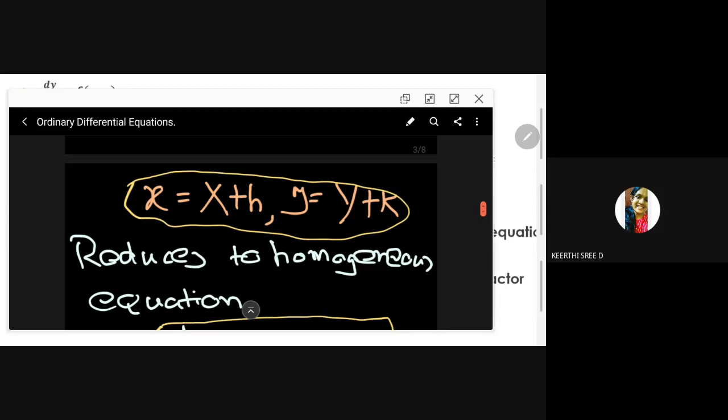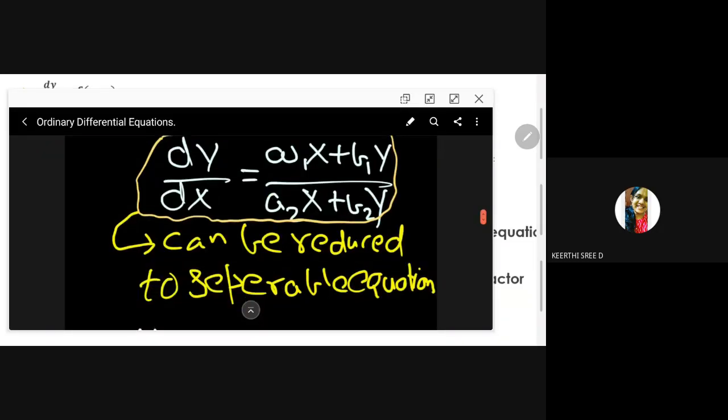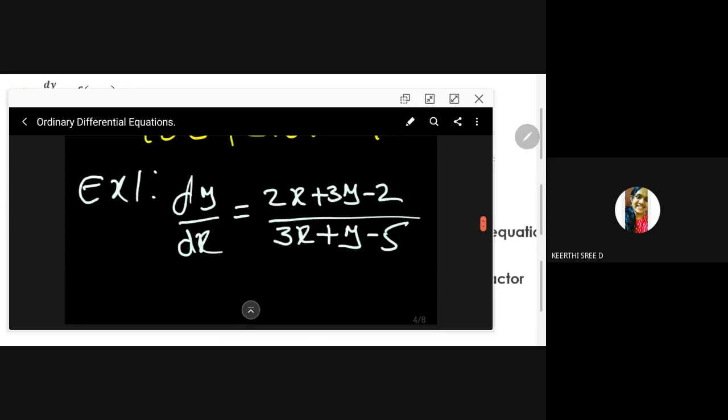So the ultimate thing is that small x is equal to X plus h, small y is equal to Y plus k. This transformation reduces it to this equation. Again, this is a homogeneous equation, so it can further be reduced to a separable equation. That's what we say, right? Here I have given some examples like 2x plus 3y minus 2 over 3x plus y minus 5. For this one, clearly, what is the determinant here?